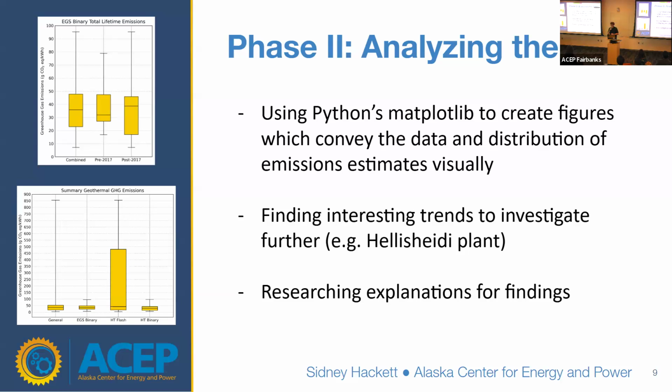Something neat that I found was that many of the papers which passed all of the screens gave greenhouse gas emissions estimates for the Hellisheidi hydrothermal flash plant in Iceland. Given that I had so much data available on this plant, I figured I might as well do a separate analysis of that one as well, in addition to the overarching analysis I had already planned on doing. And finally, I also researched explanations for the findings from this analysis.